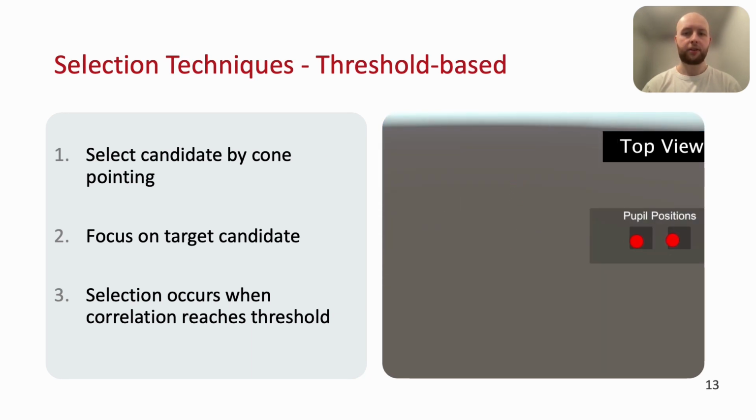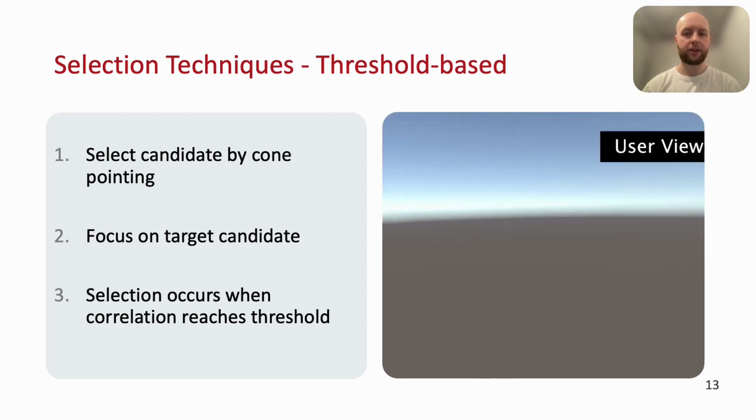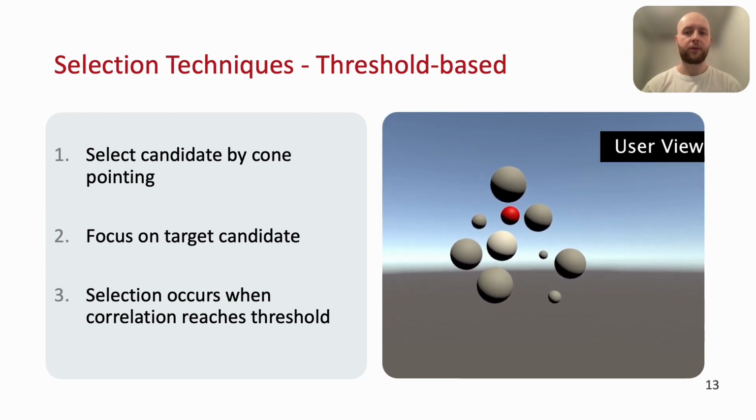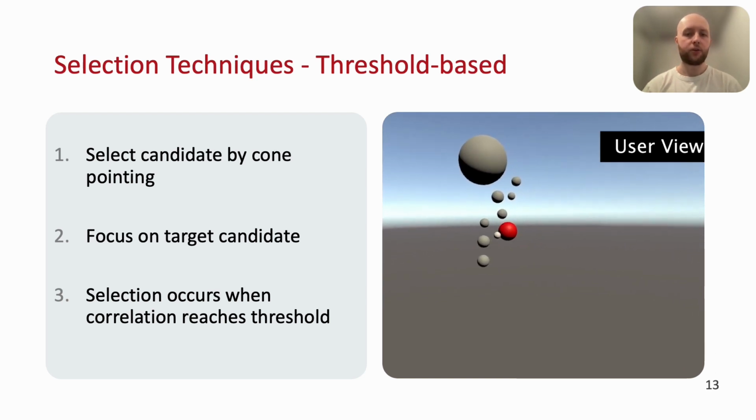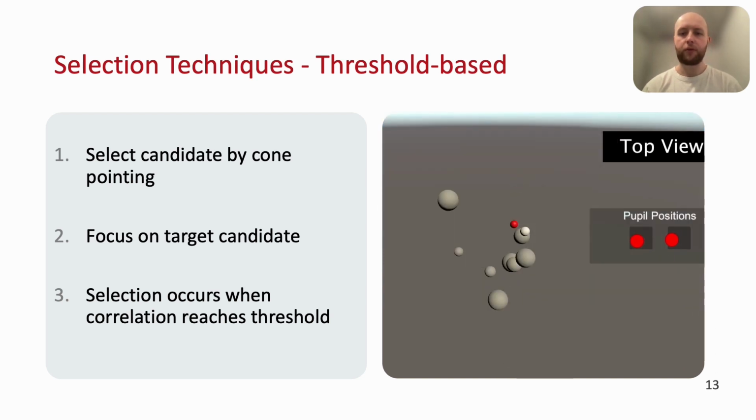So the first technique is a threshold-based variant of the vergence matching, which for the user works similarly to a typical gaze fixation dwell technique. However, users simply focus on the moving target until a correlation threshold is reached, which then triggers a selection.